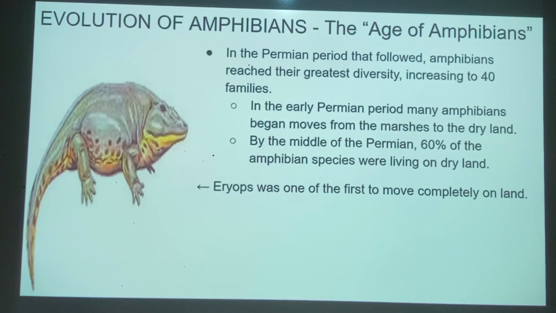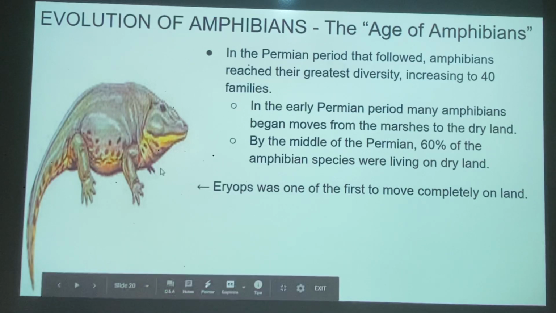In the Permian period that followed, the amphibians reached their greatest diversity, up to 40 families. In the early Permian period, many of the amphibians began moving from marshes to dry land. So they went from that swampy area to more like grass and things like that. And by the middle of the Permian period, 60% of the amphibian species were living on dry land.